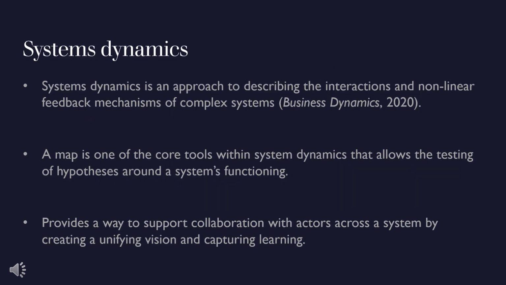Systems dynamics is an approach to describing the interactions and nonlinear feedback mechanisms of complex systems. Many of these characteristics were introduced in Module 1. A system map is one of the core tools within system dynamics that allows us to both capture our hypotheses about how a system is functioning and allows us to test these hypotheses. A system map does more than just capture these hypotheses as well.